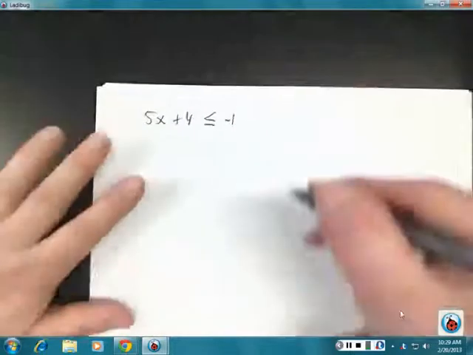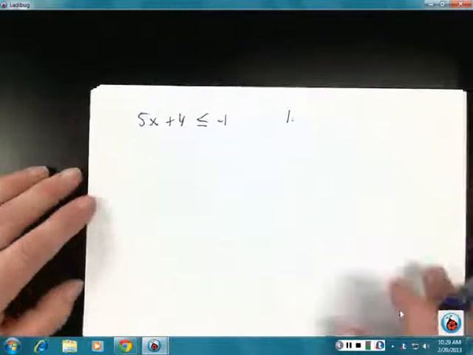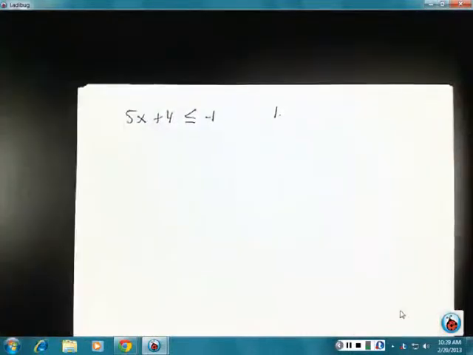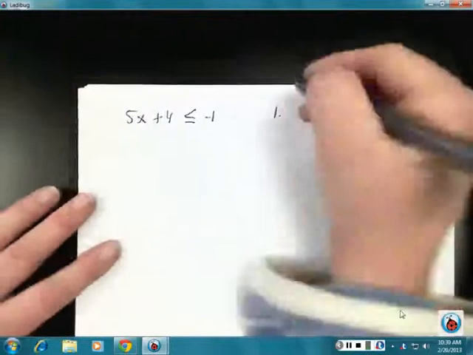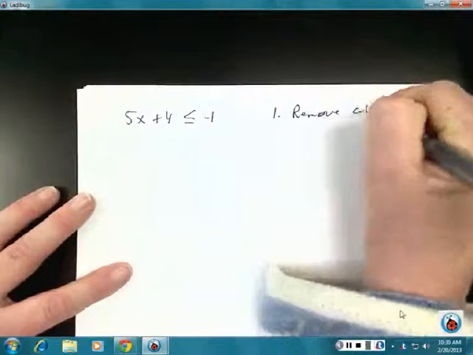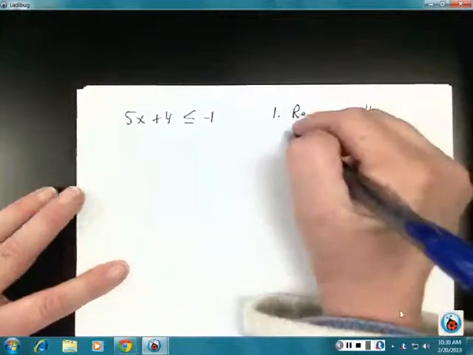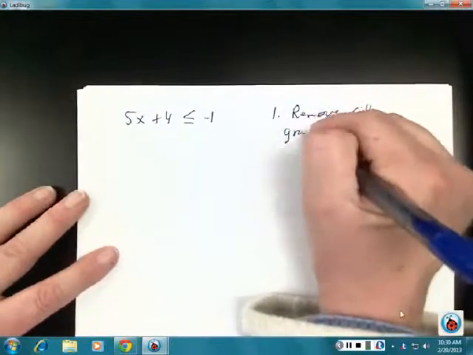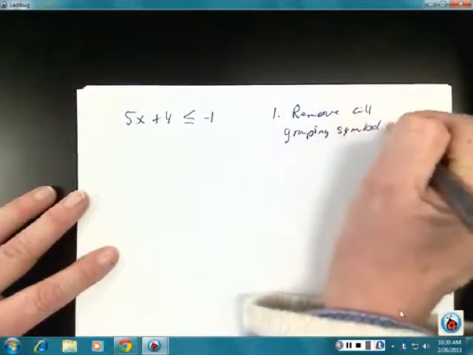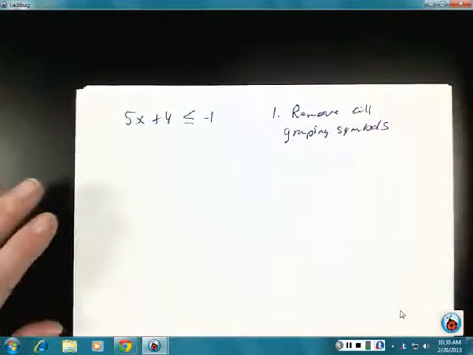So the first thing that you're going to do is, in most cases, sometimes they put parentheses in there. So you're going to first remove all grouping symbols. So get rid of all grouping symbols. Do I have any grouping symbols?